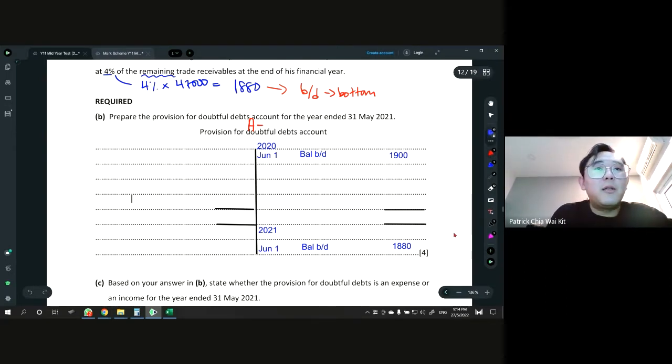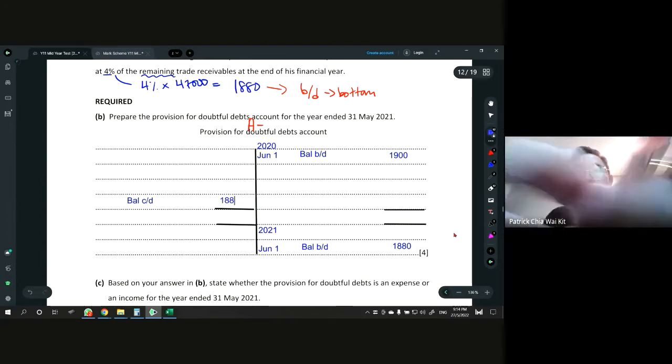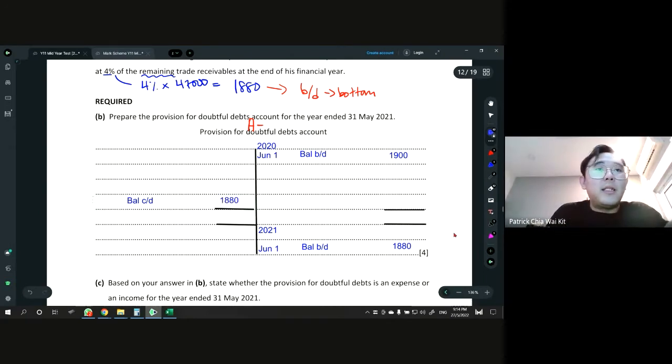I'll just put here balance CD, and the amount, same thing, it's also 1880. The date is going to be year end. The year end date, you can always find it in the question itself. If you look at B, required prepare PFDD for the year ended 31st May 2021, right? It's all there. So our last day is 2021 May 31st.